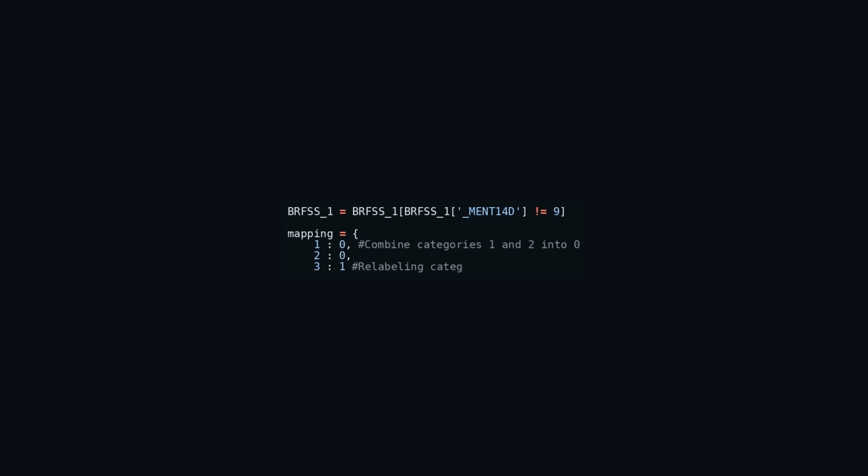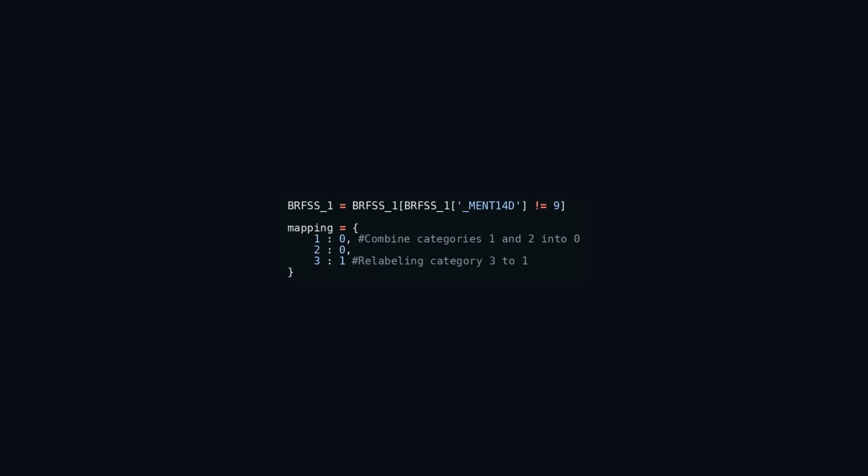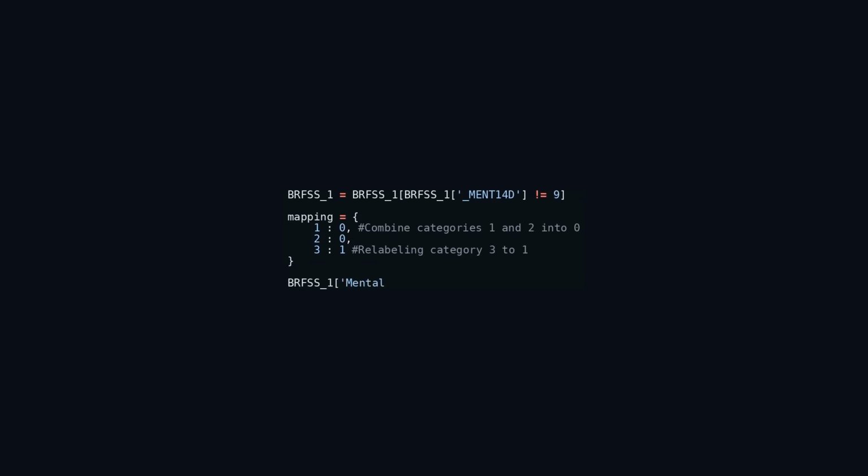In this script, mental health data from a dataset is being manipulated for analysis. Initially, the script screens out rows with a specific value in the MEN14 column, excluding those with a value of 9. Next, a mapping dictionary is constructed to merge categories 1 and 2 under a unified category 0 while relabeling category 3 as 1. Subsequently, the mapping is applied to the MEN14 column, introducing the transformed data as a fresh column mental health in the dataset. To conclude, the script displays the distinct values recorded in the mental health column.